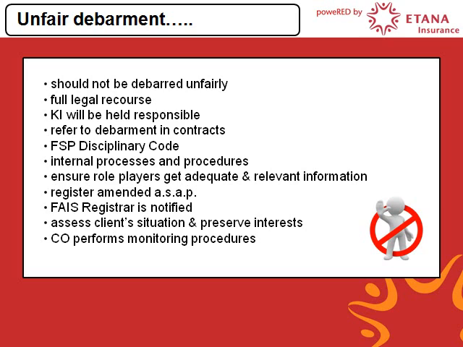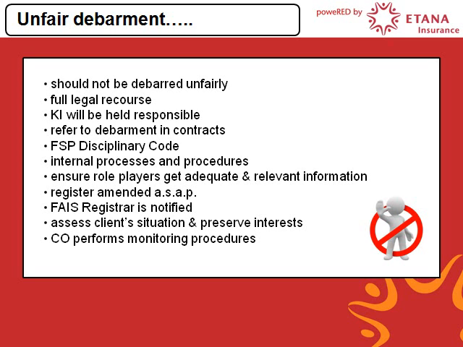Let's look at a summary of the key individual's responsibilities with regard to debarment. Must refer to debarment as a consequence of non-compliance in contracts of employment and mandatory agreements. Must ensure that the FSP disciplinary code includes debarment-related offences and failure to comply with material requirements of the FAIS Act. Must ensure internal processes and procedures exist and are followed when representatives are debarred. Must ensure that all role players get adequate and relevant information on debarment of representatives.